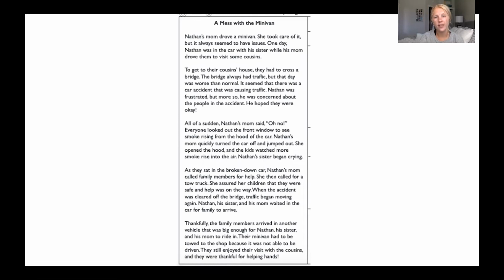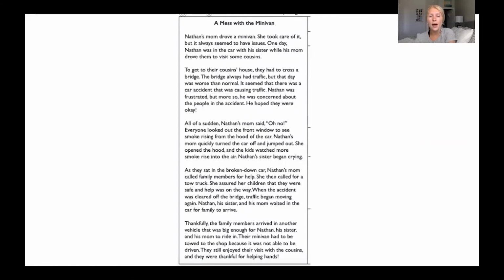Nathan's mom drove a minivan. She took care of it, but it always seemed to have issues. One day, Nathan was in the car with his sister while his mom drove them to visit some cousins. To get to their cousin's house, they had to cross a bridge. The bridge always had traffic, but that day was worse than normal. It seemed that there was a car accident that was causing traffic. Nathan was frustrated, but more so, he was concerned about the people in the accident. He hoped they were okay.